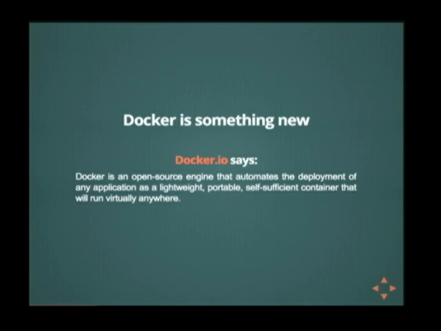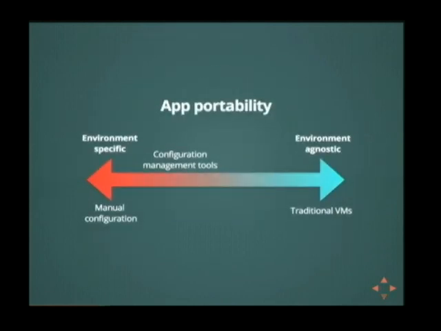Docker.io officially defines it as an open source engine that automates the deployment of any application as a lightweight, portable, self-sufficient container that can run virtually anywhere. So I think it's best to describe it in terms of a spectrum of application portability.